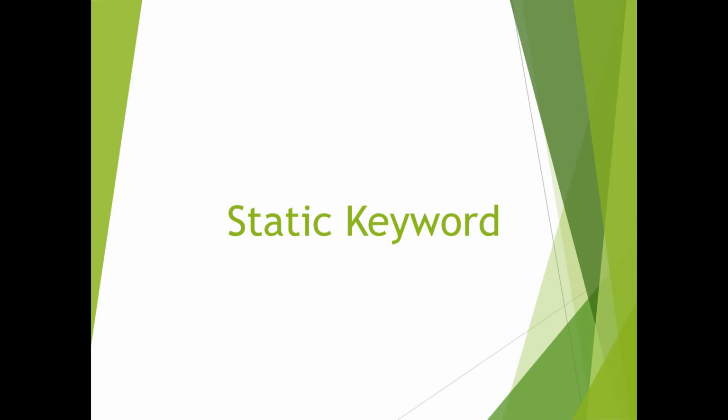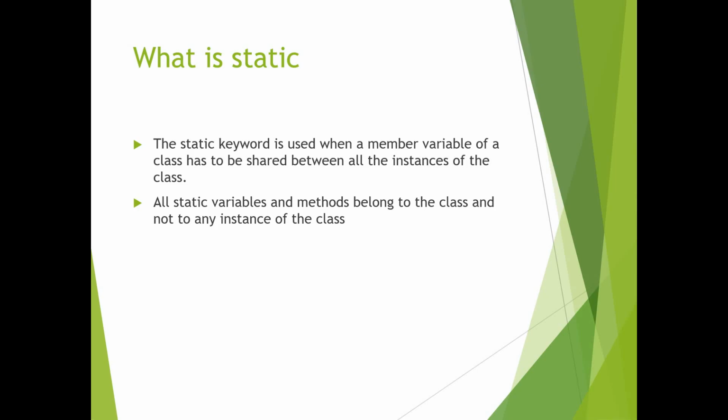In this video, I will discuss the static keyword. So what is static here? The static keyword is used when a member variable of a class has to be shared between all the instances of the class. So suppose you want a variable to be shared within a class, then we go for the static keyword.